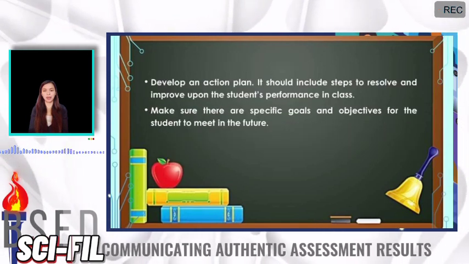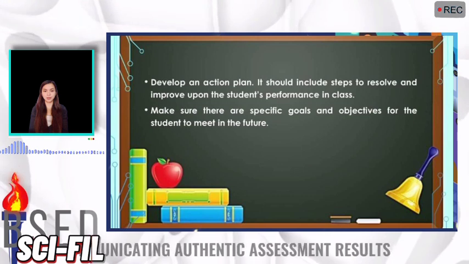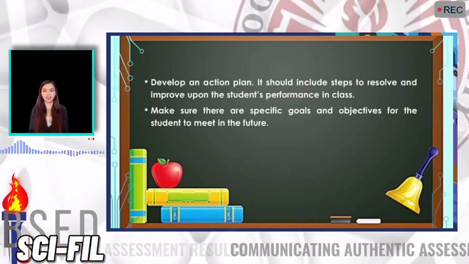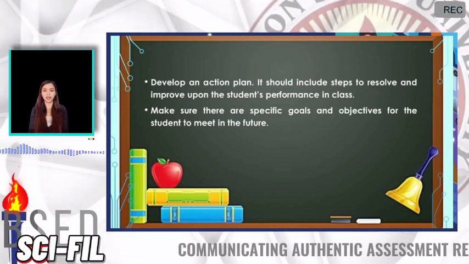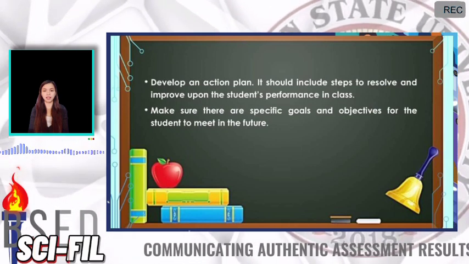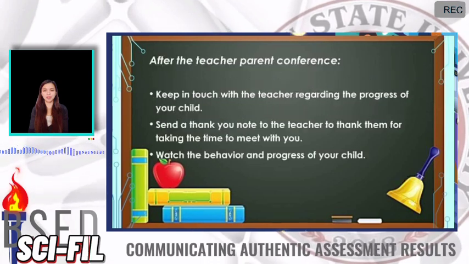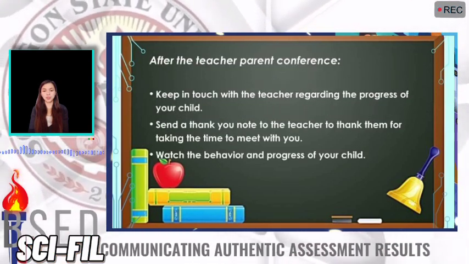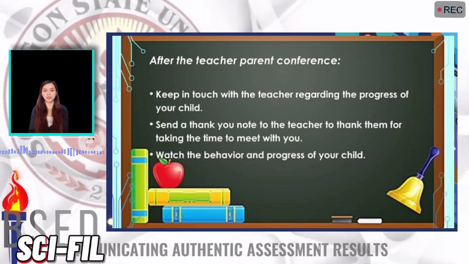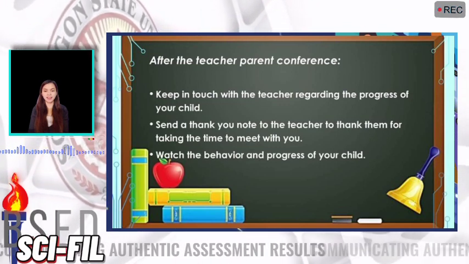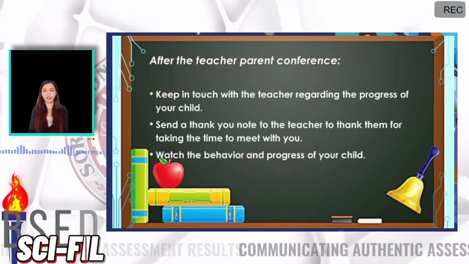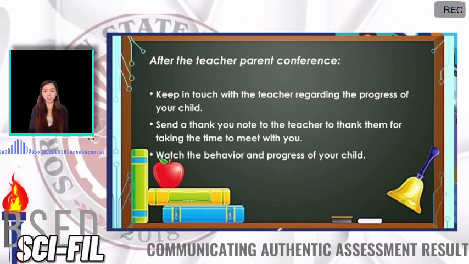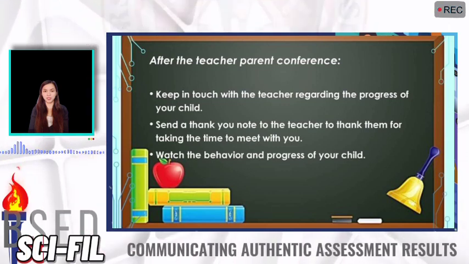Develop an action plan. It should include steps to resolve and improve upon the student's performance in class. Make sure there are specific goals and objectives for the student to meet in the future. After the teacher-parent conference, keep in touch with the teacher regarding the progress of your child. Send a thank you note to the teacher to thank them for taking the time to meet with you. Watch the behavior and progress of your child.